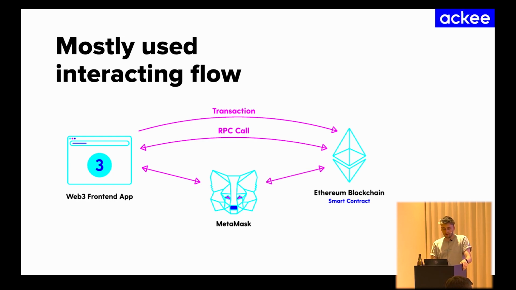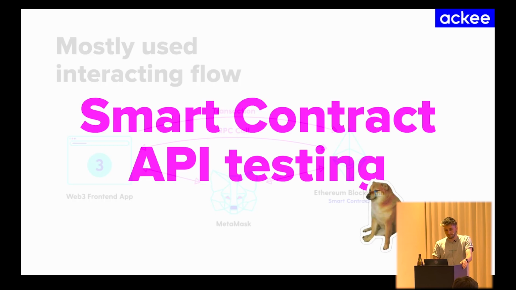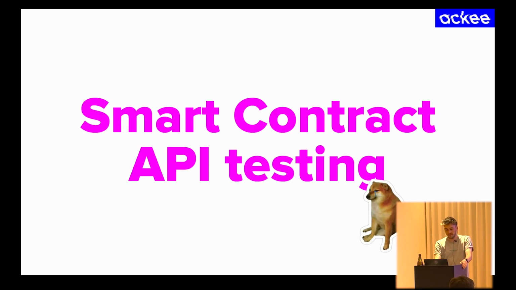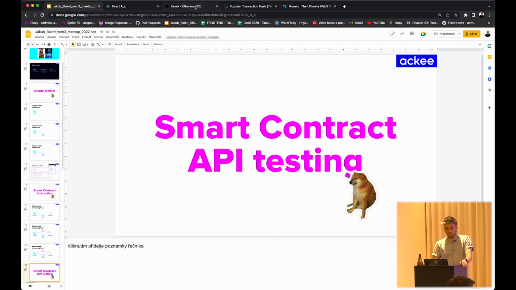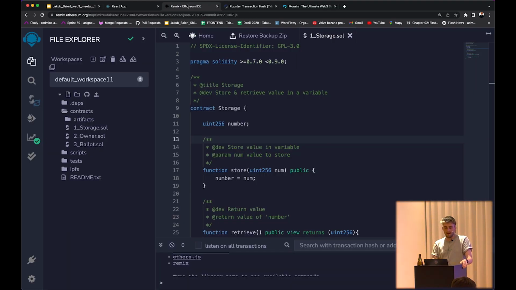And also the smart contract should integrate with the crypto wallet, because every transaction needs to be signed in the extensions. So I will real quickly show you how to deploy a simple smart contract and how to test it. In Web2, we are used to using Postman or Swagger or something to test our APIs. But on Ethereum, we have to use some other ways.